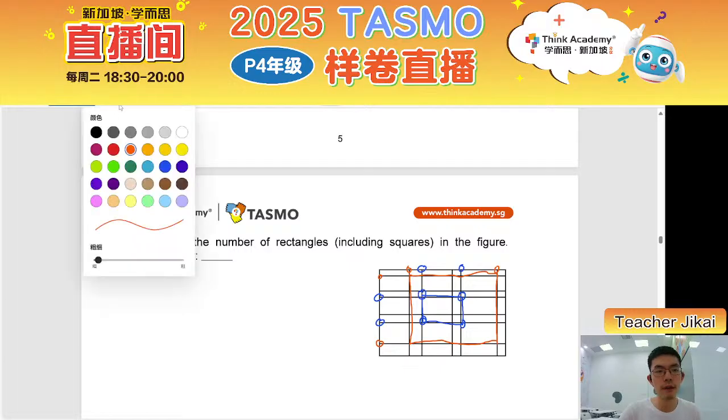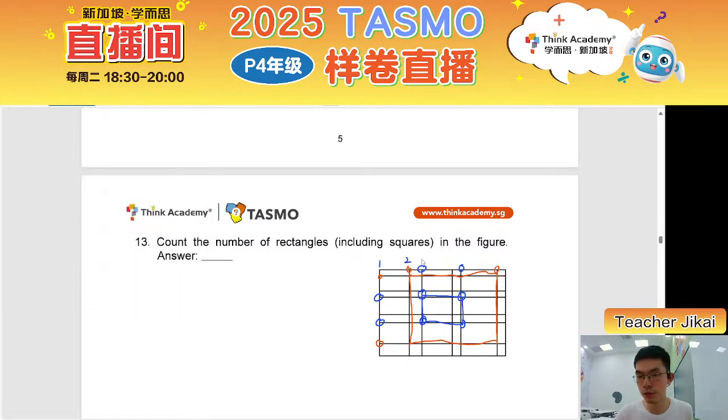So here, for the length, we have how many choices? 1, 2, 3, 4, 5, 6, 7. Yes, for the length, we have 7 choices. And for 7 choices, we need to take how many points out of it? 2 points out of it. So it is 7C2. So it will give you an answer of 21.